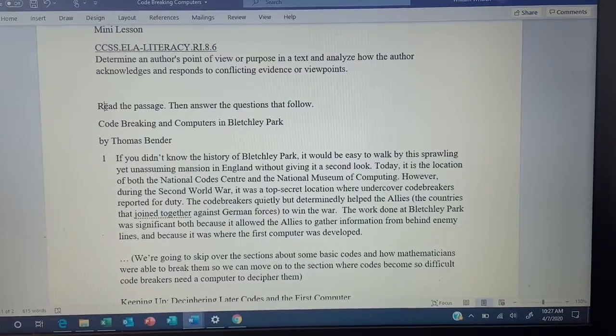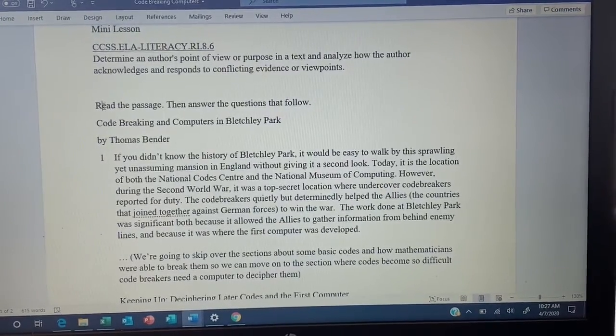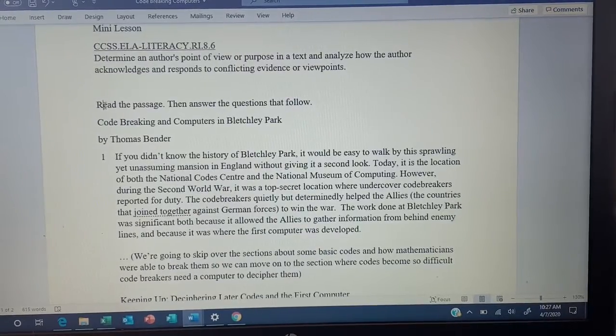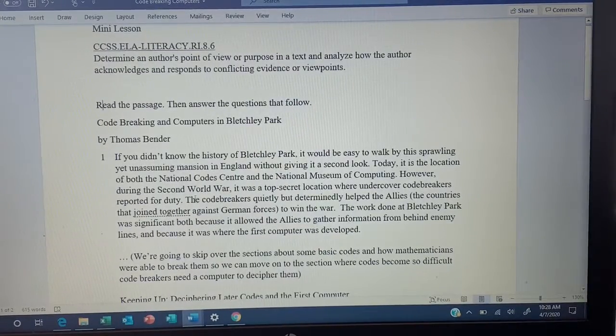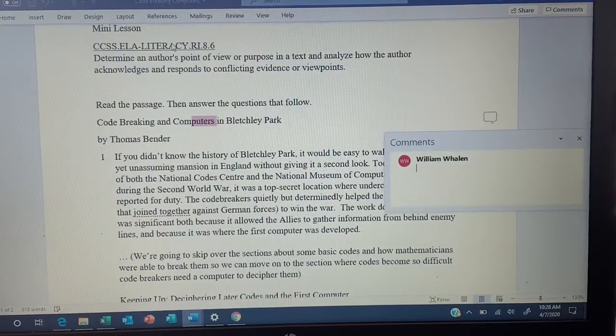So if I'm just looking at this and I'm reading the first paragraph, it's obvious to me that we're talking about a real place, Bletchley Park. We're talking about work that was done there with code breaking during World War II. So just real quick, I know that I'm going to put down that my genre is nonfiction.